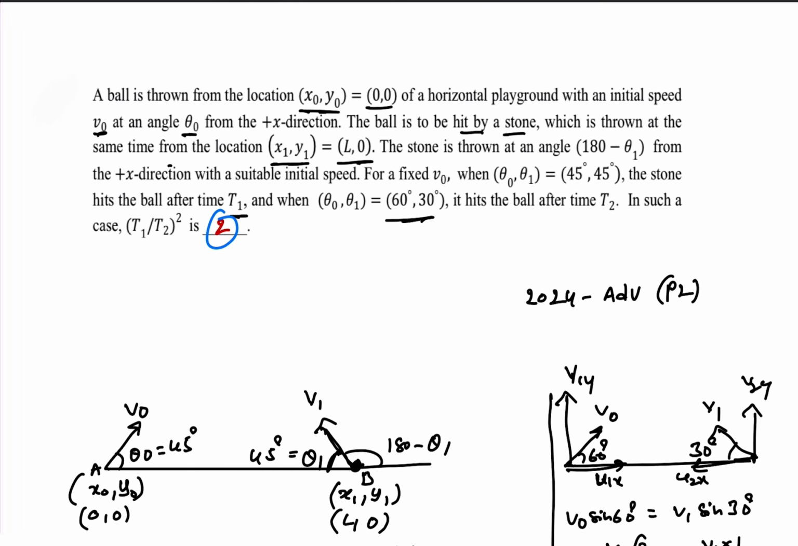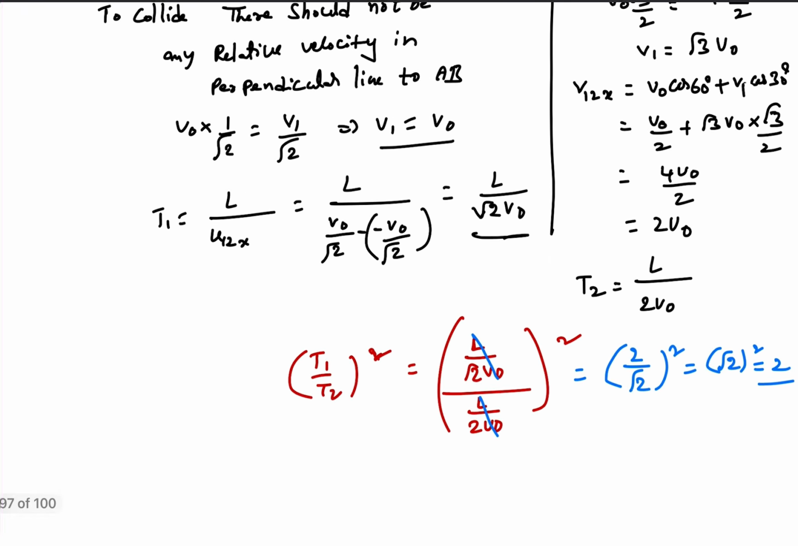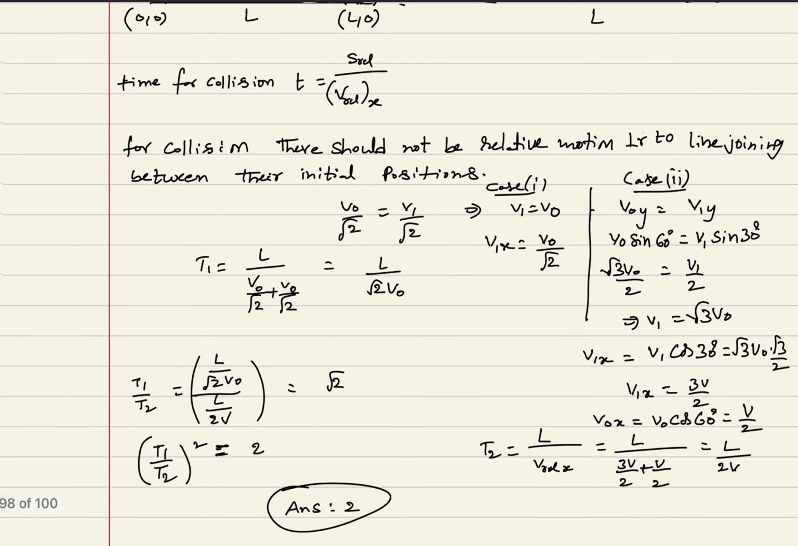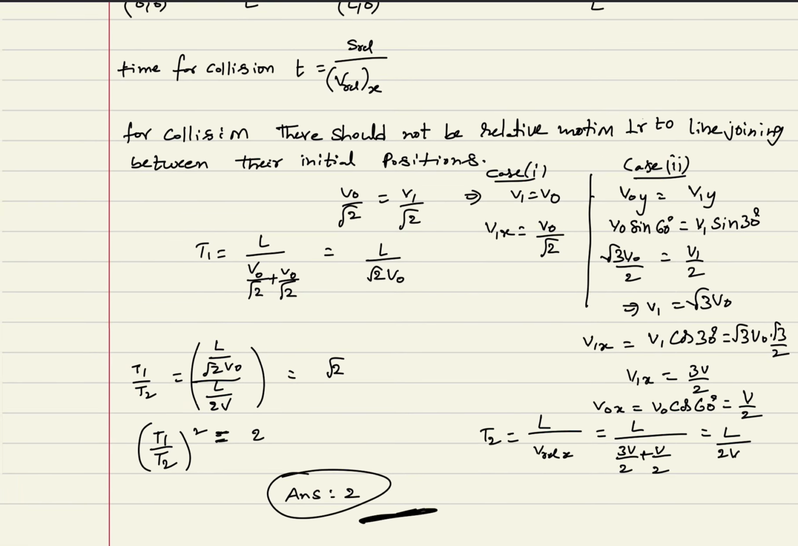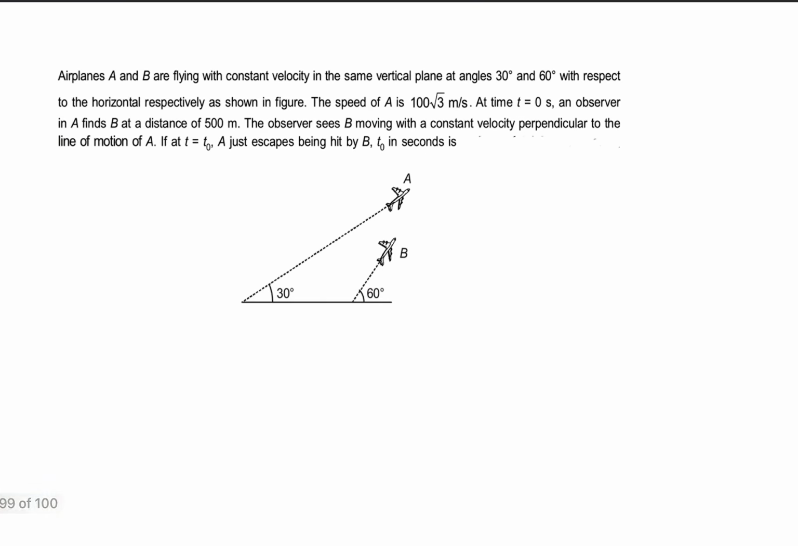So the answer is how much? 2. This is the 2024 Advanced Paper 2. They have asked this question, time for collision. This one I have done here also. We can see. Okay. One more question. One last question.